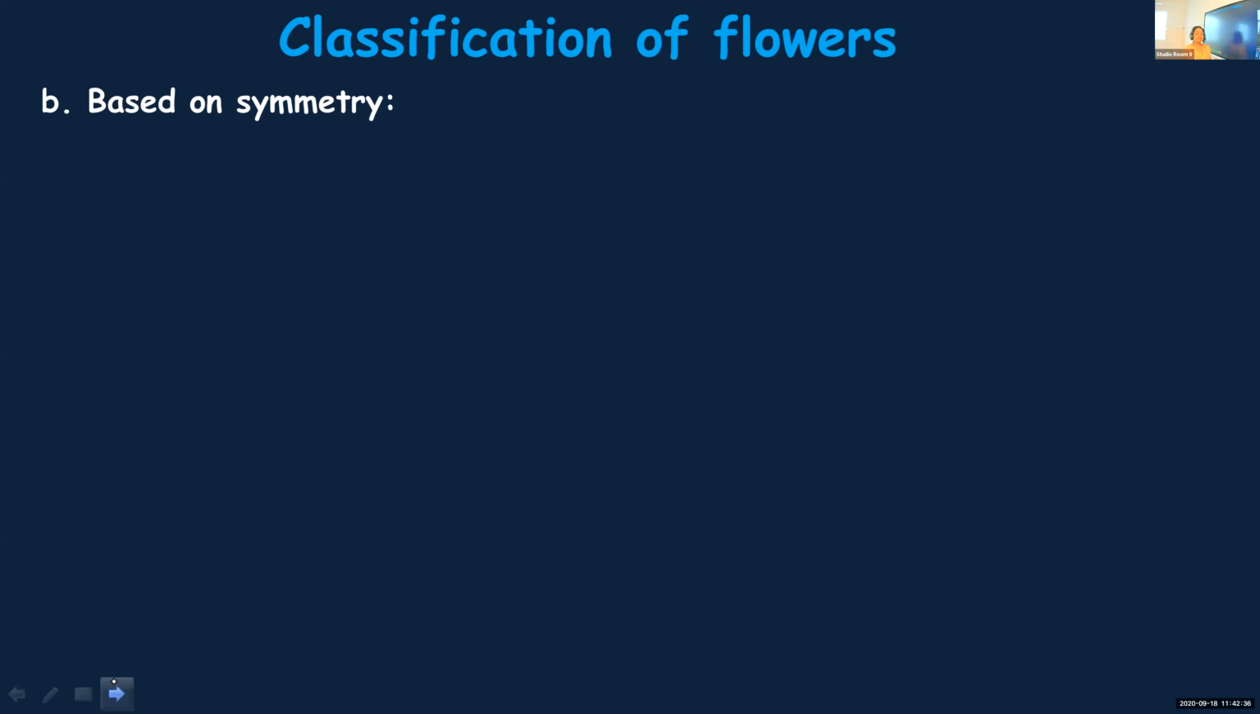Nia, what all symmetry we learned when we learned about animals? Bilateral symmetry. Bilateral, then? Asymmetry. Asymmetry, one more. One more is? Radial symmetry. Very good. Radial symmetry, bilateral symmetry, and asymmetry. The same we can find in flowers also. So based on that also you can categorize flowers.